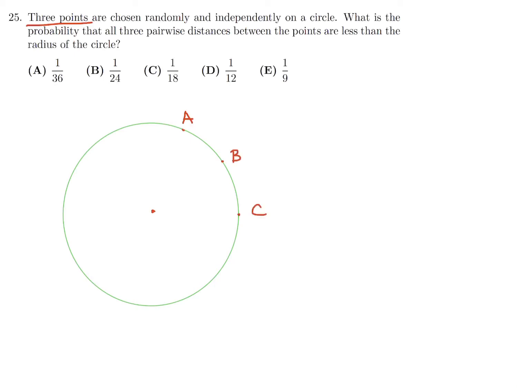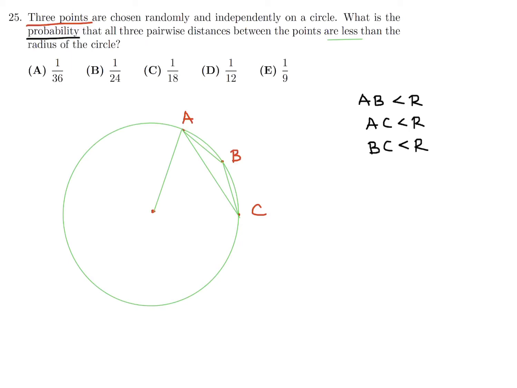They're saying that if you create distances between these points, so A to B, B to C, and A to C, all of these must be less than the radius. So this is the radius right here. They want you to create a scenario where AB is less than R, which represents the radius, AC is less than R, and BC is less than R. In the end, they want you to figure out the probability of that happening. All 3 are less than R.